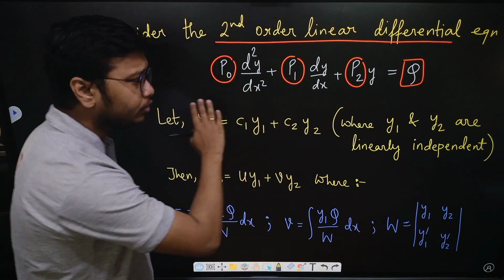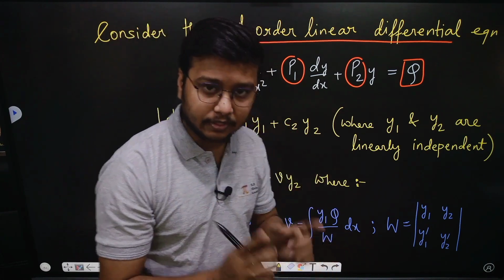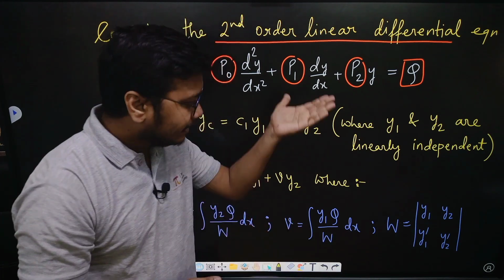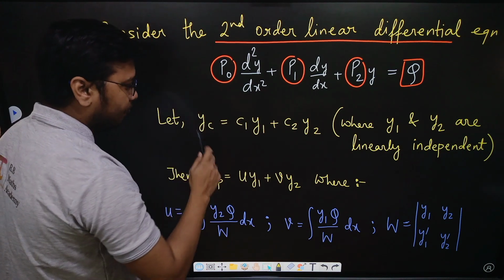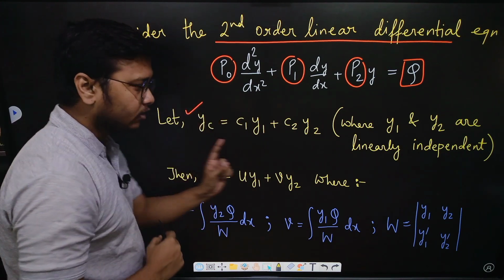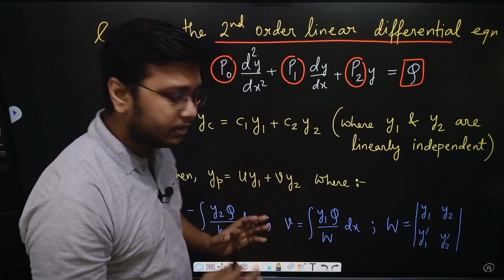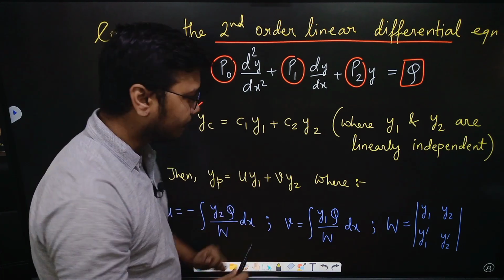Usually we solve these kinds of equations by the D operator method, right? But if it is mentioned that you have to solve by variation of parameters, then this is the process that goes in. First of all, we have to find the complementary function, the same way we do in the D operator method.